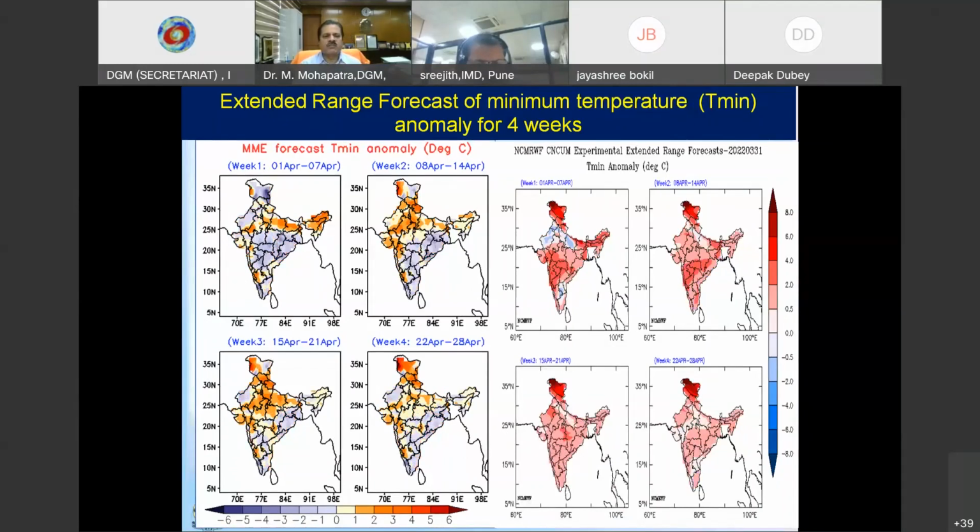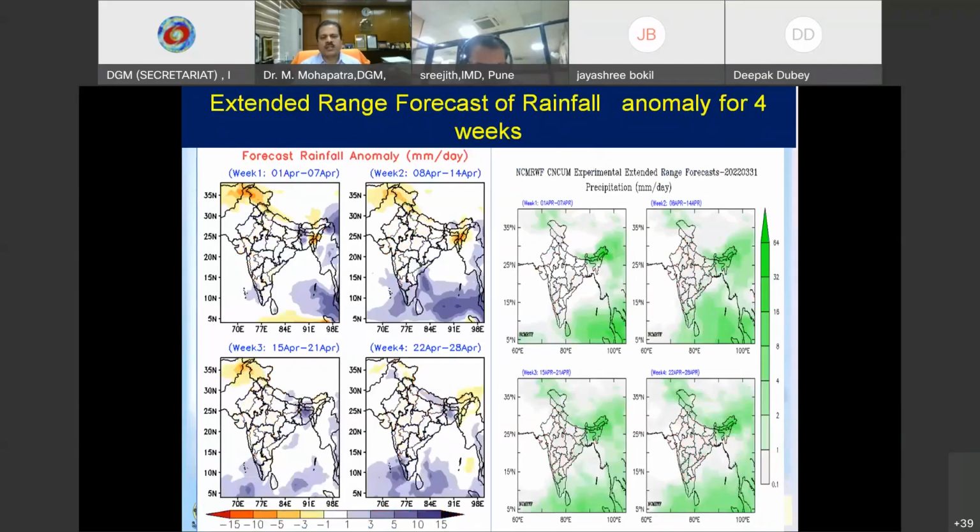Now, this is for minimum temperature. As we also saw, it is also in conformity to seasonal forecast. Northwest and central India will have higher than normal minimum temperatures. If you just look at the rainfall, yes, in extended range also rainfall is predicted over the northwestern region here, and also over northeastern states and extreme south peninsula. But there will be below normal rainfall activity over northwest India. Therefore, we can expect the impact of higher rising temperatures.